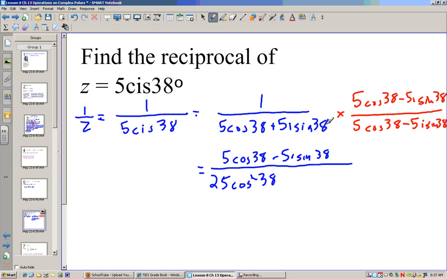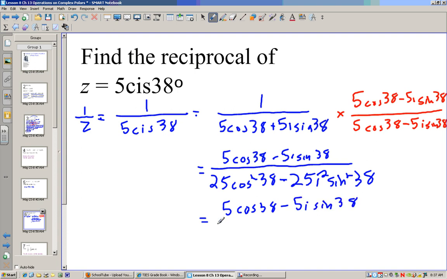So those two are going to cancel out, and that's why we multiply by the conjugate, so our insides and outsides cancel out. So now we just have to multiply the last. 5i sine 38 times negative 5i sine 38 is going to be negative 25 i squared sine squared 38. So I'll just write my numerator the same.